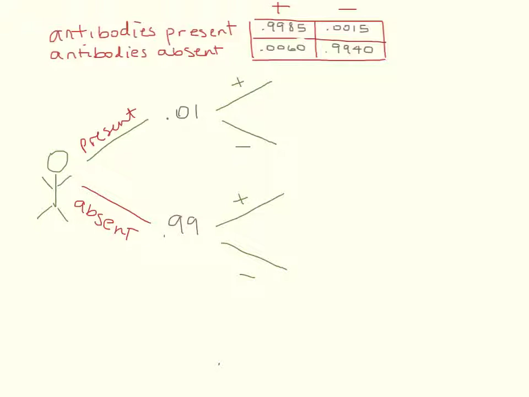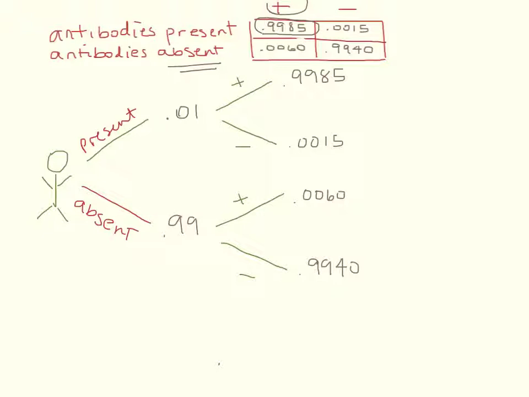The chart tells us that if you have the antibodies present and you test positive, the probability of that is 0.9985, and the probability of testing negative is 0.0015. If you have antibodies absent, you test positive with probability 0.0060 and test negative with 0.9940. Those four numbers I just pulled straight off the table.